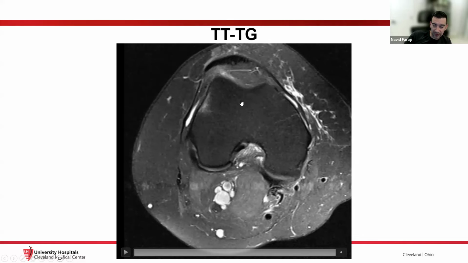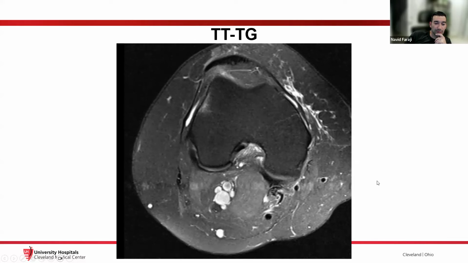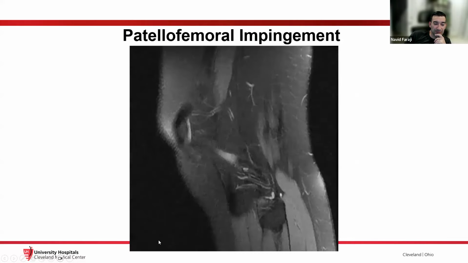dislocations. So some folks who have recurrent dislocations can get tibial tubercle transfers or osteotomies to position them medially, so they would be less prone to that reoccurring dislocation.